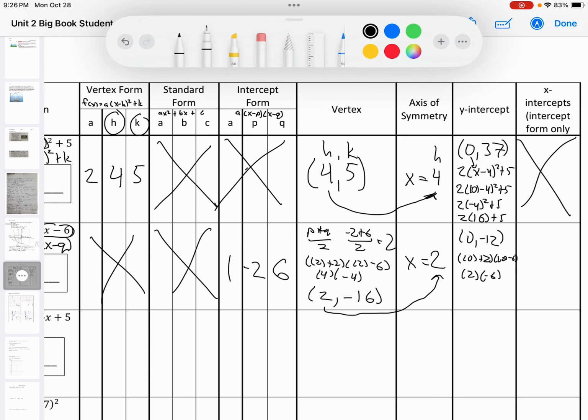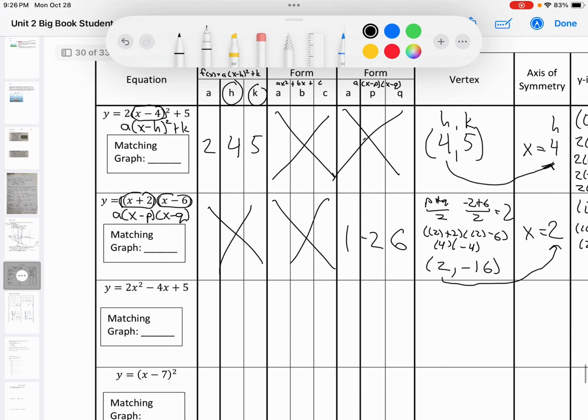Oh wait, I do need to find the x-intercepts because we're in intercept form. So the intercepts, when we're in intercept form, are the points (p, 0) and (q, 0). In this case, p is negative 2, so that gives me (negative 2, 0). And q is 6, so that gives me the point (6, 0). So (negative 2, 0) and (6, 0) are my two x-intercepts for this equation.